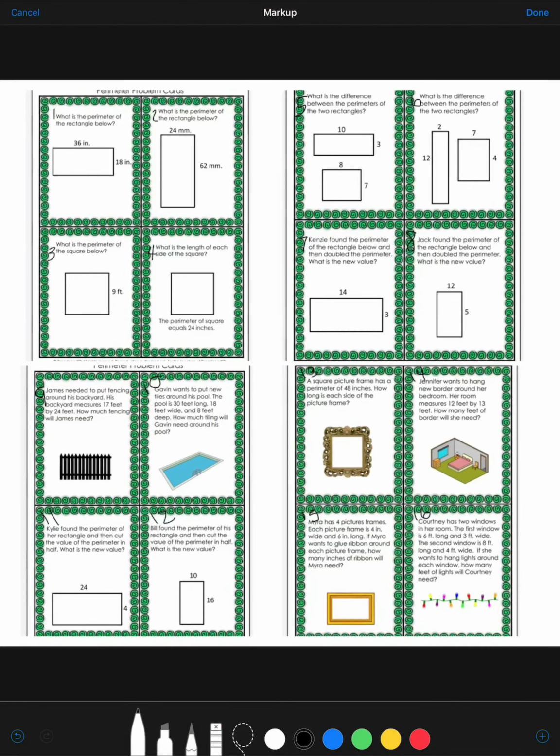Okay, so I wanted to help you with a few of the problems that you're going to see on your math assignment. So this is what they look like. I know some of you were having trouble finding them, so they look like this.